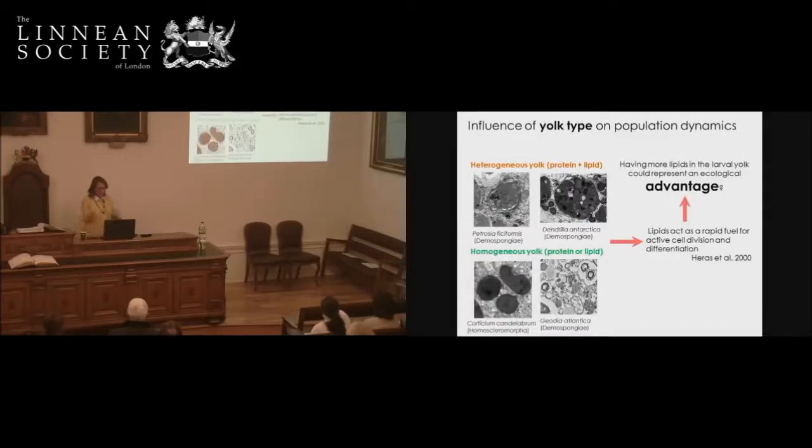So coming back to this yolk, you remember now that sponges can have heterogeneous yolk with both protein and lipids, or homogeneous yolk with these platelets separated. But it's totally different to have more lipid yolk or more protein yolk for your embryo, because lipids act as a rapid fuel for active cell division and differentiation. So if you have more lipids, that would mean that you have an ecological advantage once you settle, because it will allow you to grow faster.